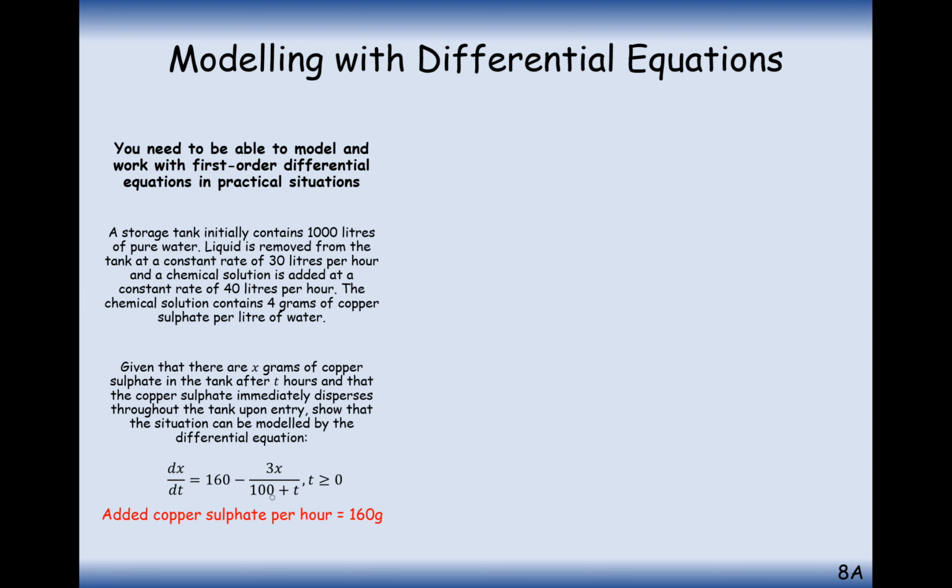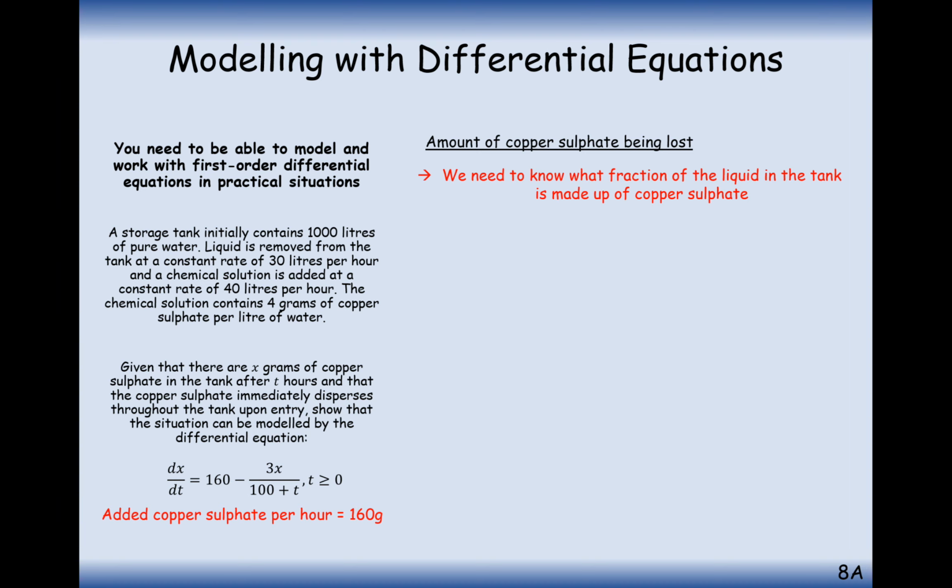Now we need to think about this bit at the back here, which is representing the amount that leaves the tank every hour. So the amount of copper sulfate being lost. We need to know what fraction of the liquid in the tank is made up of copper sulfate. So we need to know how much liquid is in the tank at any given time. The amount of liquid in the tank at any given time starts with 1,000, and then we add 40 litres per hour, so that would be 40 times T.